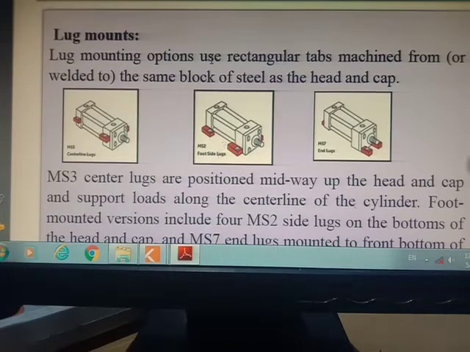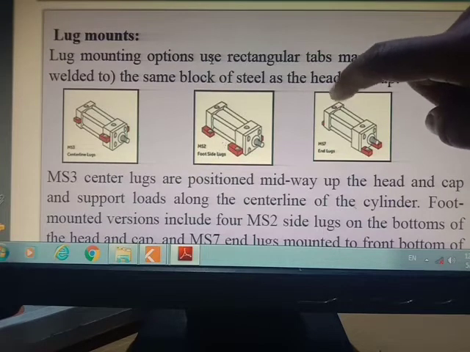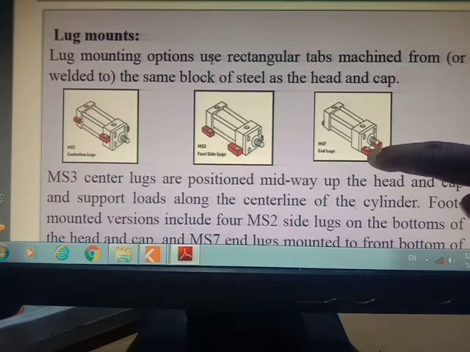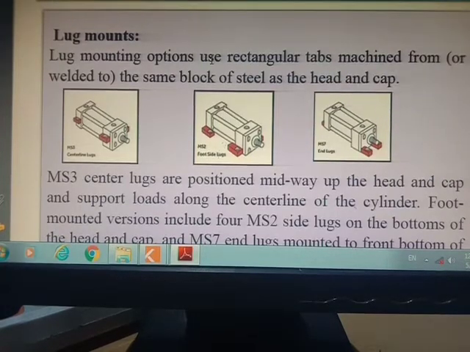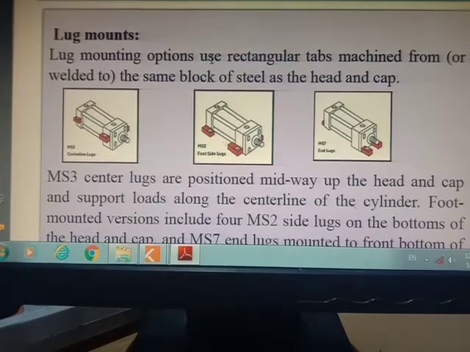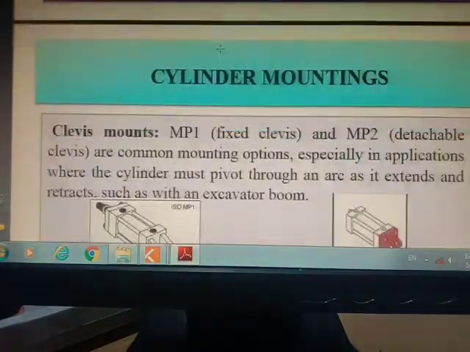And this is known as the end lug, which means the lugs are mounted on the ends, on the rod end side and on the cap end side. So here two lugs are there, and on the opposite side also there will be two lugs. So these are the cylinders mounted with the help of these lugs. So lug mounting is there.